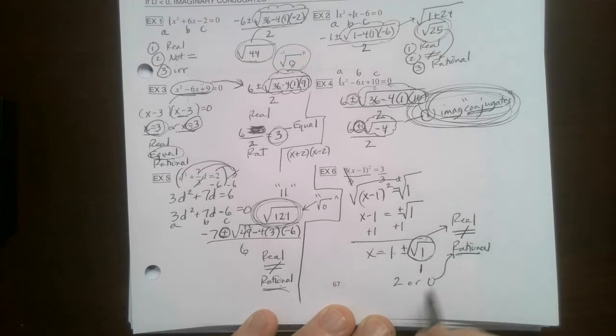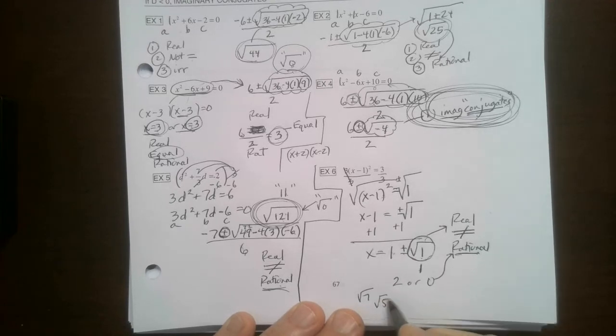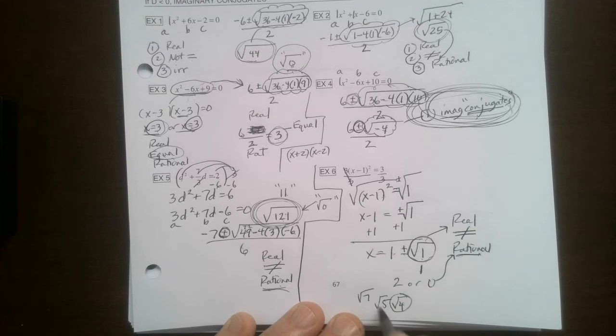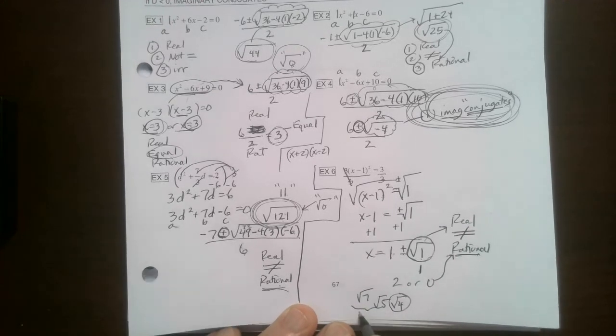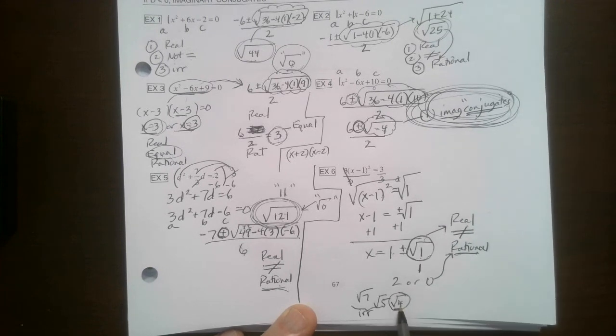Okay? Now if you got the square root of like 7, irrational. Square root of 5, irrational. Square root of 4, rational. See that? So these weird square roots are irrational. These nice square roots are rational. Keep that in mind.